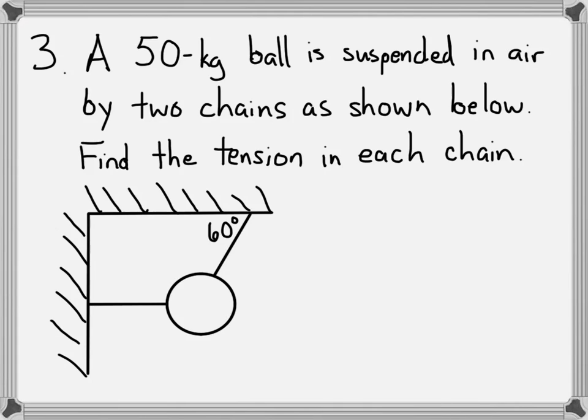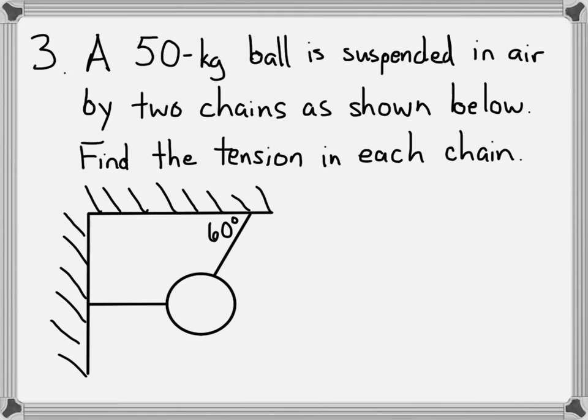In this video we're going to deal with a problem that involves a ball suspended in the air by two chains. We have a chain that is suspending the ball at a 60-degree angle, according to this diagram, and a second chain that suspends it from a vertical wall over here to the left. And we're being asked to find the tension in each chain.